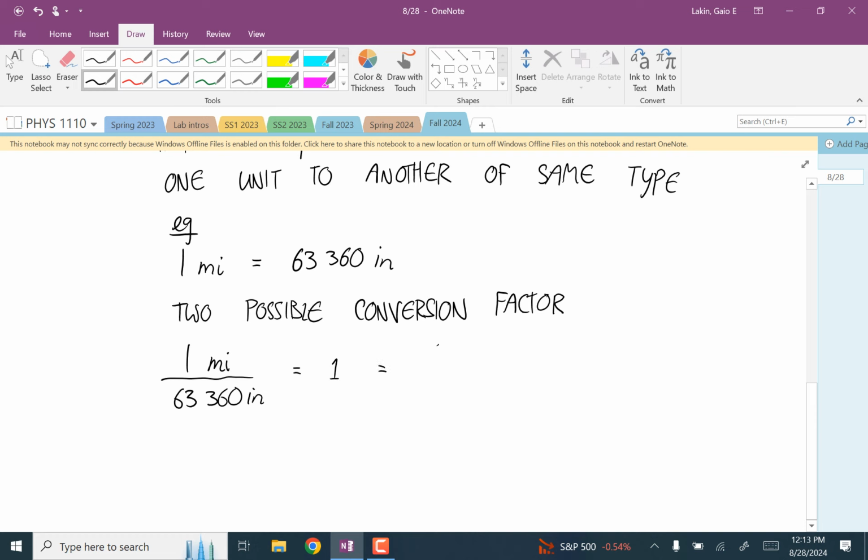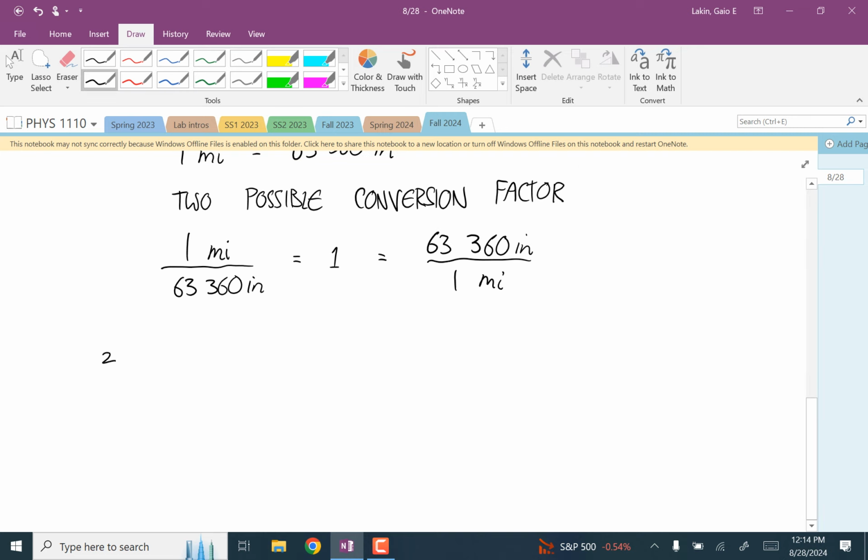And we can also think of 63,360 inches over 1 mile as equal to 1. Because if you divide something by itself, you get 1. Okay? So we can multiply either one of these times anything we want, and it doesn't change the meaning. Okay?